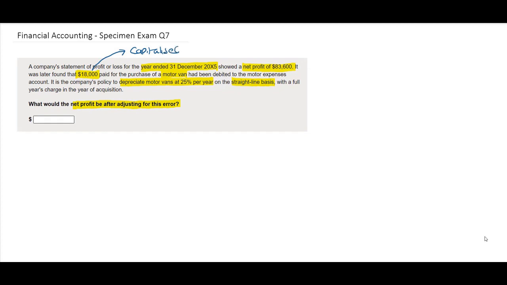In addition to that, the other thing that we need to be careful of is that there is depreciation on motor vans. So if we have an asset, we need to make sure that there is a depreciation adjustment for this also. To correct the $18,000 in the expenses account, we are going to need to remove it from motor expenses and put it into motor vehicles cost. And so therefore our adjustment will be to debit the motor vehicles cost to recognise the asset and then to credit motor expenses to remove it from the expense account.